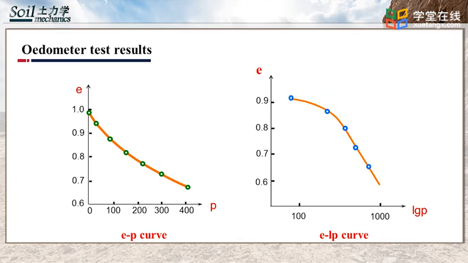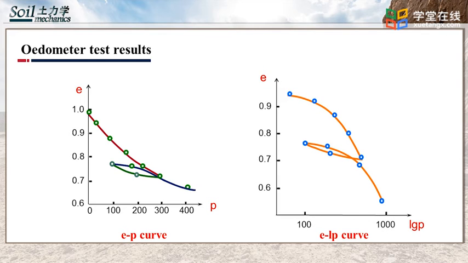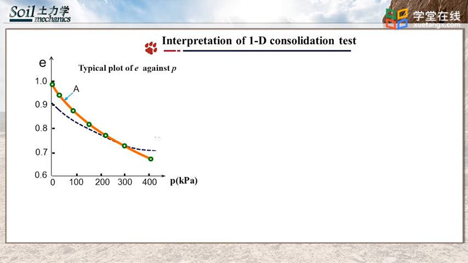The effective stress and the corresponding void ratio e until the end of consolidation are plotted. The relationship curve is called compression curve, which can be plotted as e-p curve or e-log p curve. The typical shape of such plots are shown in these figures. Sometimes the expansion of the specimen needs to be measured under successive decrease in applied pressure. The compression curve reflects the compressibility characteristic of soil.